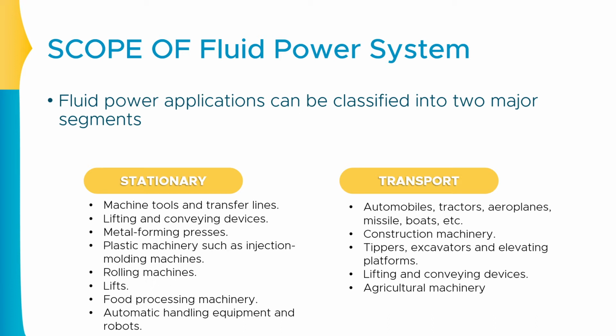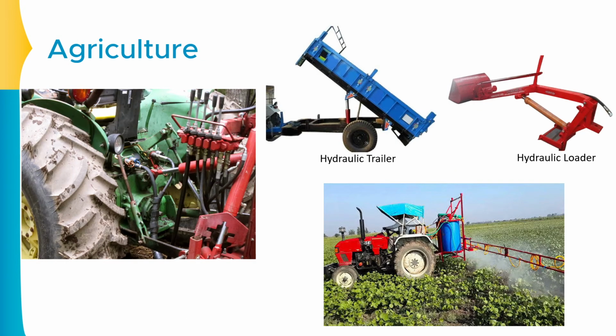So let us quickly check out one by one the application of the hydraulic and pneumatic system, or we can say the fluid power system, in each and every sector. Let us start with the very first sector, that is the agriculture sector. In the agriculture sector, the very basic equipment is the tractor, and most of the time you will observe that the tractor has a number of lines like this. These are the lines available in the tractor. So what are all these lines?